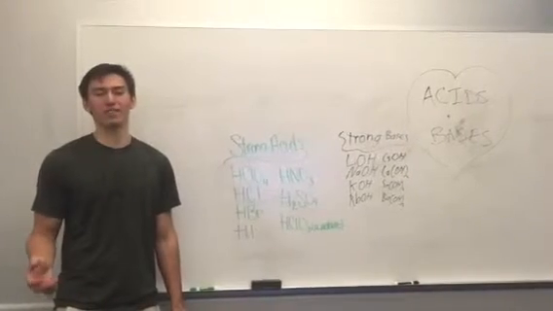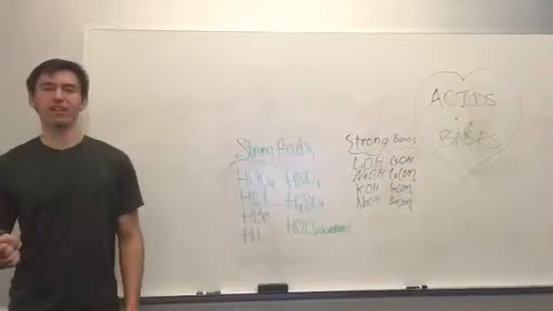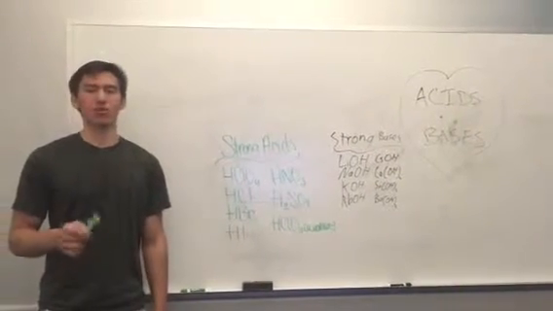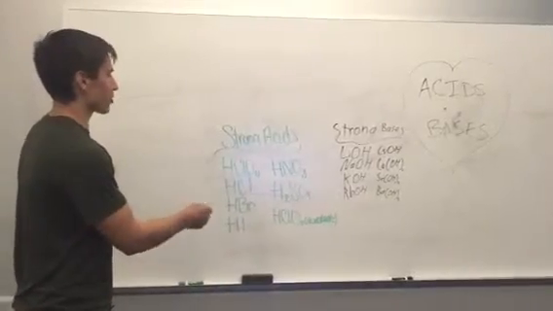So, there are strong acids and strong bases. Strong acids and bases dissociate completely, whereas weak acids and bases only ionize partially. As you can see, we have a list of the strong acids and strong bases on the board.